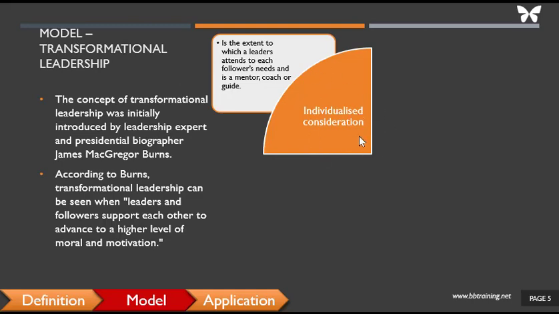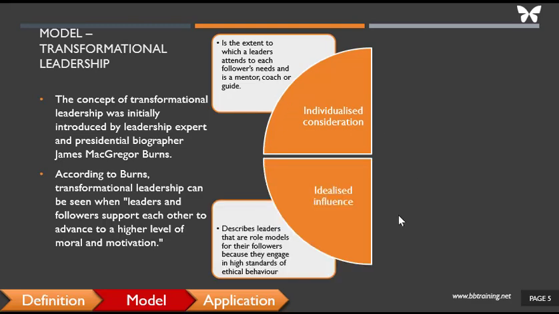Now, let's look at the aspects of transformational leadership. First one is individualized consideration, which is the extent to which a leader attends to each follower's needs and is a mentor, coach, or guide. So one aspect of a transformational leader is individualized consideration. It looks at every individual, helps them improve, helps them develop, mentors them, coaches them, and becomes a guide.